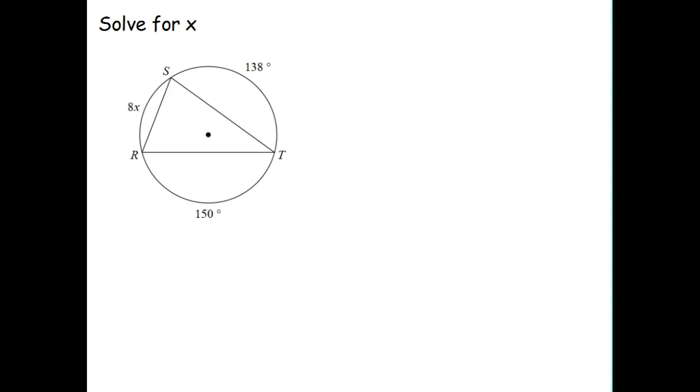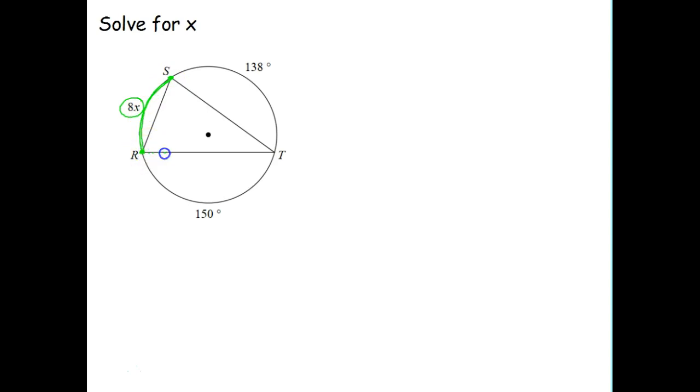Next example, we're making it a little bit more complicated. If you see here, we have to figure out x, which is out here on the arc SR. So if we think about this arc, in order to figure out what x is, we have to figure out what this arc is. And in order to figure out what this arc is, we have to find the angle that's associated with that arc.